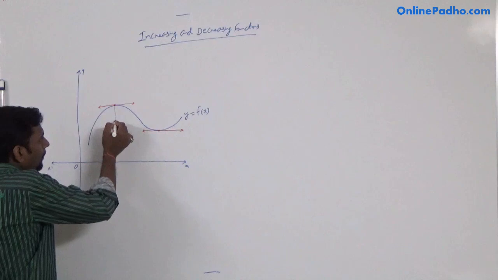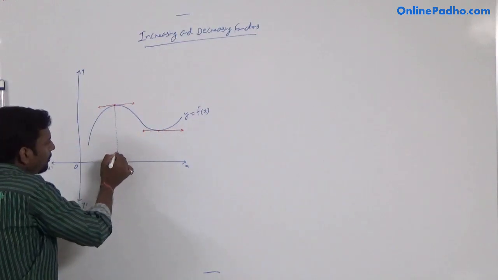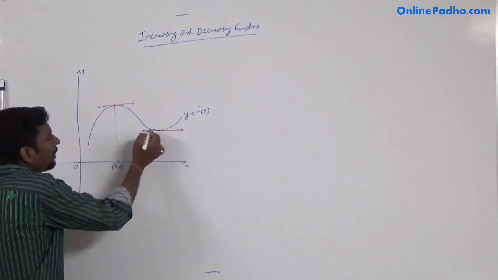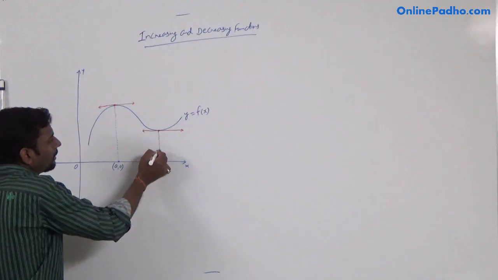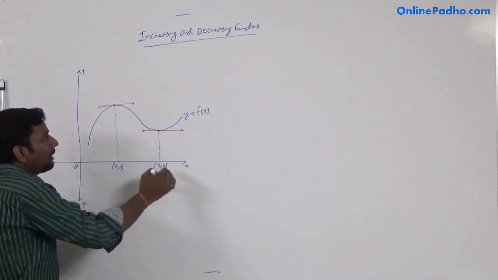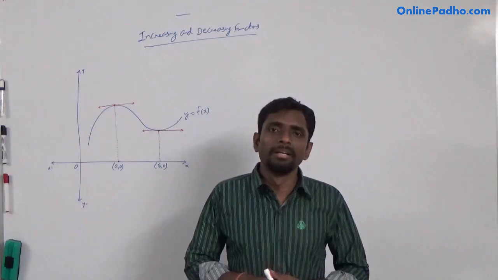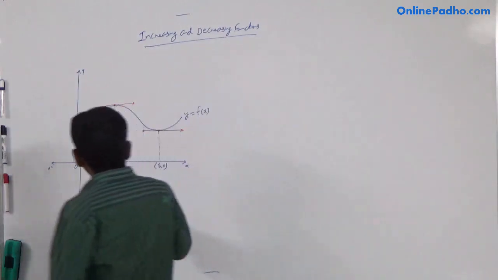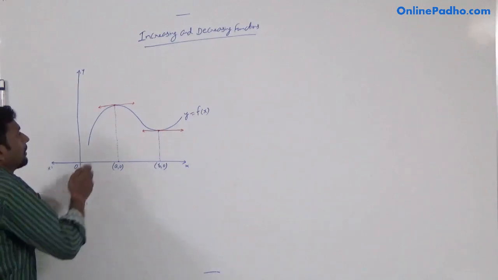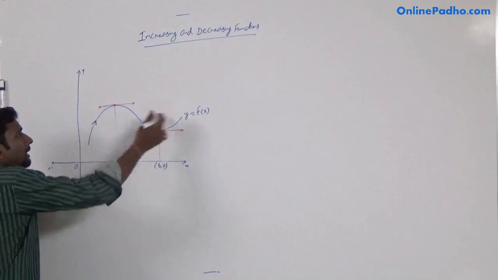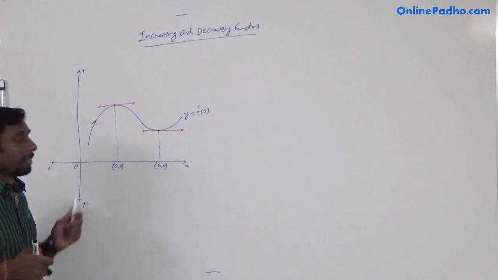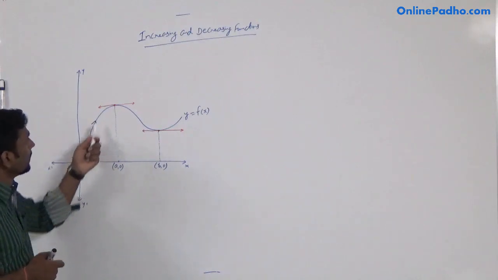And let us consider the coordinate of this point on the x-axis as a, and the coordinate of this point on the x-axis as b. So these are the intervals. Let us see, in this interval before a, this graph is what? Increasing. So we can say that f(x) is increasing in the interval minus infinity to a.